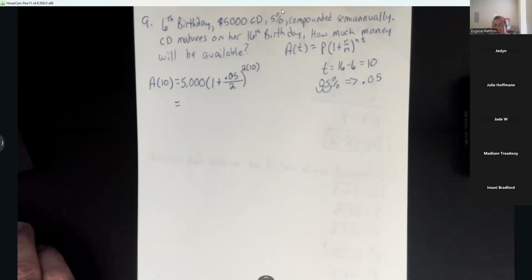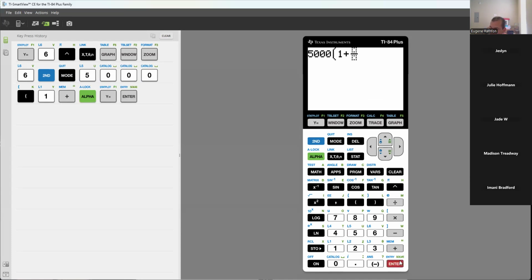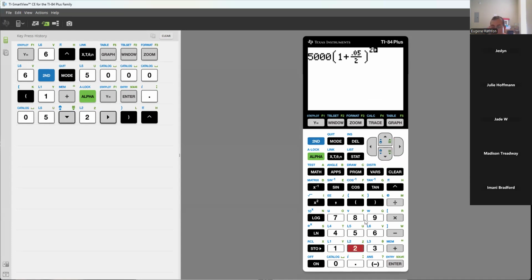All right, so I'm just going to go to the calculator. I got 5,000, parentheses, 1 plus. If you want this to look like a fraction, hit alpha y equals enter. On top was 0.05. Arrow down to the bottom, that was a 2. Arrow right, close those parentheses, and then do the exponent, which was 2 times 10. And y'all, that's what's nice about these TI-84s. You can make this problem look exactly like you got it written on your paper.